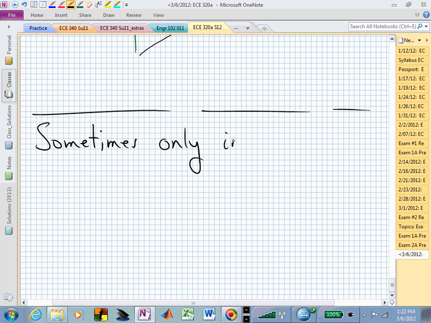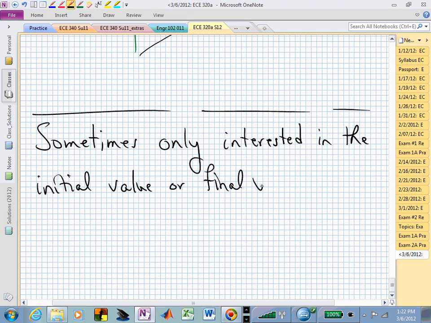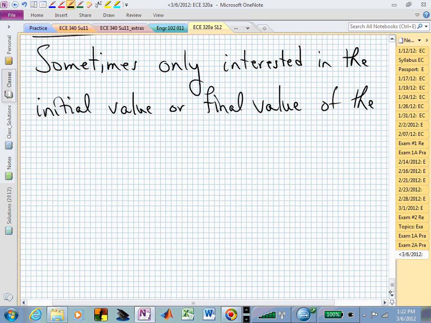Sometimes we are only interested in where we are starting, in the initial value, or the final value of this function of time, of the time function.